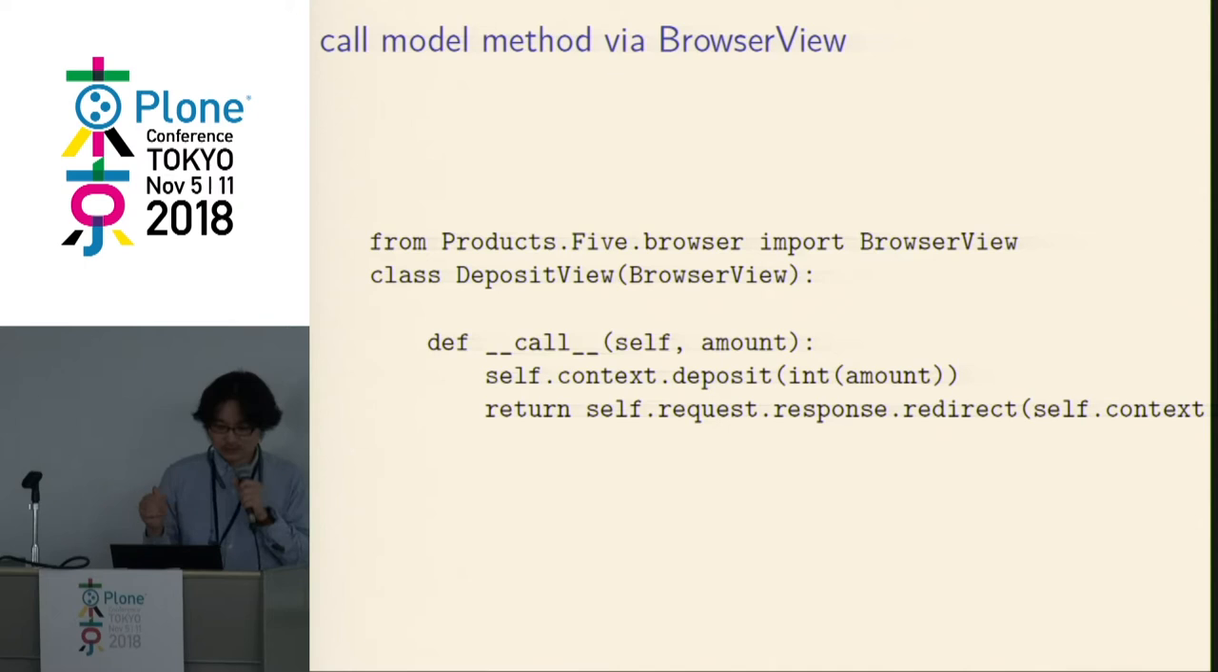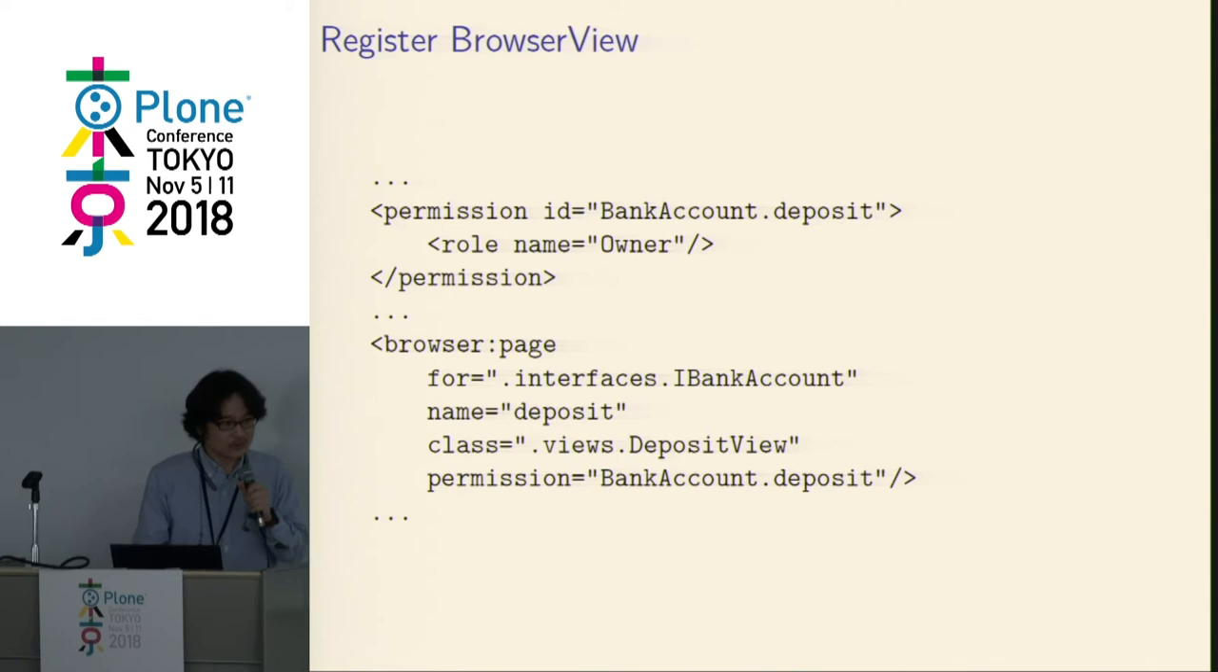A browser view calls this method. Zope has five products in browser view, and this is called from a URL, to call the entity method and redirect. To call this browser view, use the page directive.